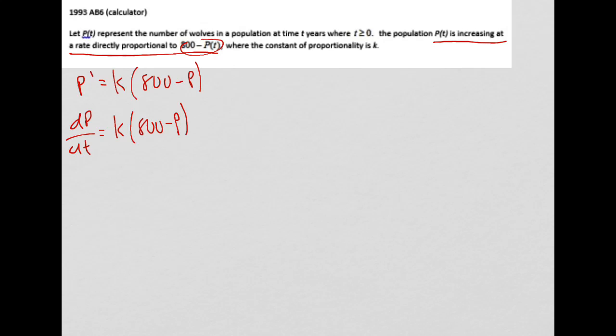And now I can do separation of variables, because part A says, sorry, I should add that, P of 0 is 500, and then we want to find P of T, so we want to solve for P of T in terms of T and K. So what that means is that we don't have to solve for our K yet. We're allowed to leave a K in our equation. All right, so let's continue on with solving.